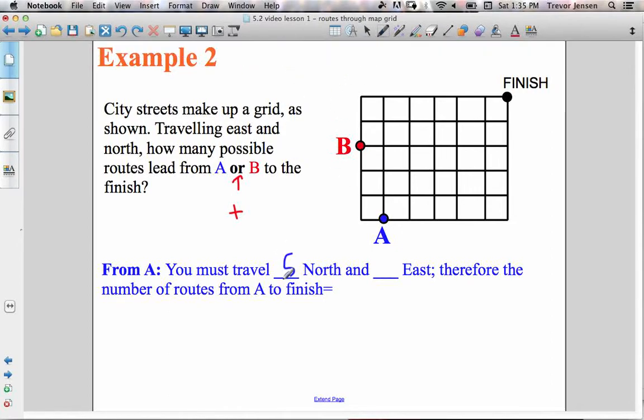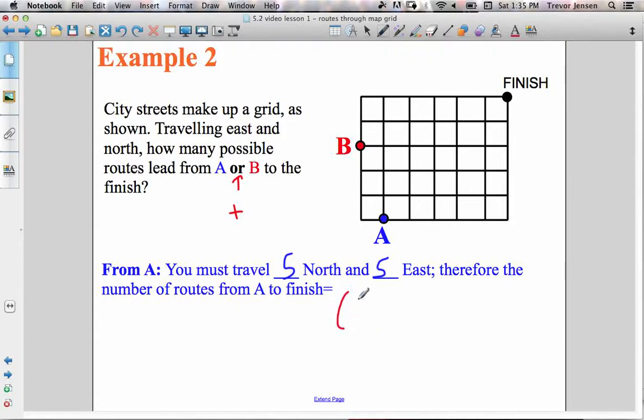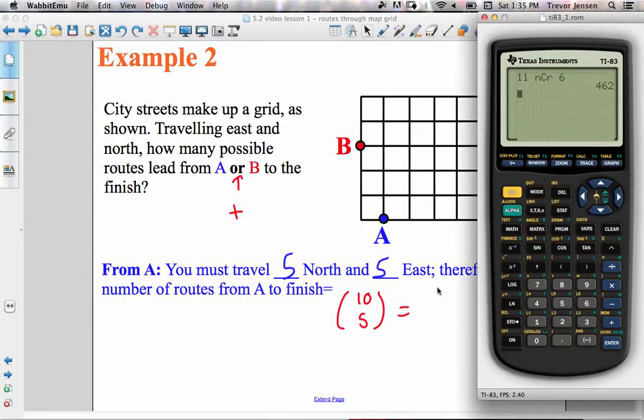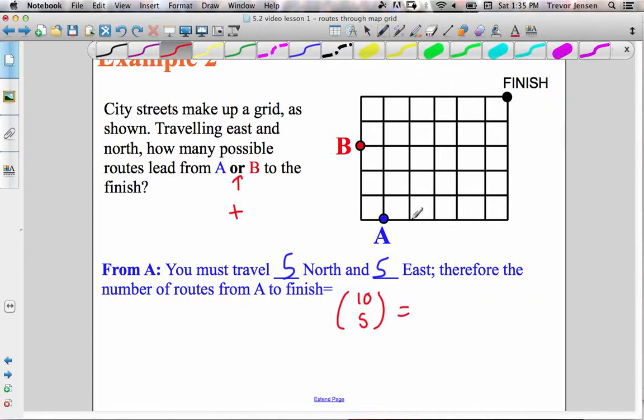5 of them are going to be north, 5 of them are going to be east. So if I want to figure out how many routes lead from A to the finish, I want to think, how many ways could I choose 5 of the 10 moves to be north? Or how many ways could I choose 5 of the 10 to be east? Same answer. So all I have to do is 10 choose 5. And we can type that in our calculator, 10 choose 5. We get 252. So there's 252 routes that lead from A to the finish.